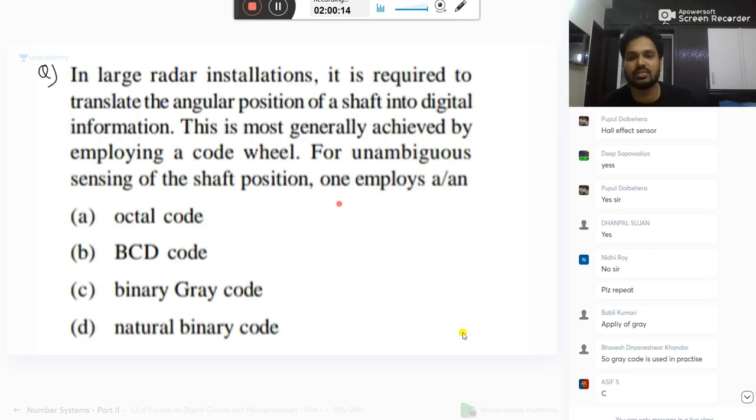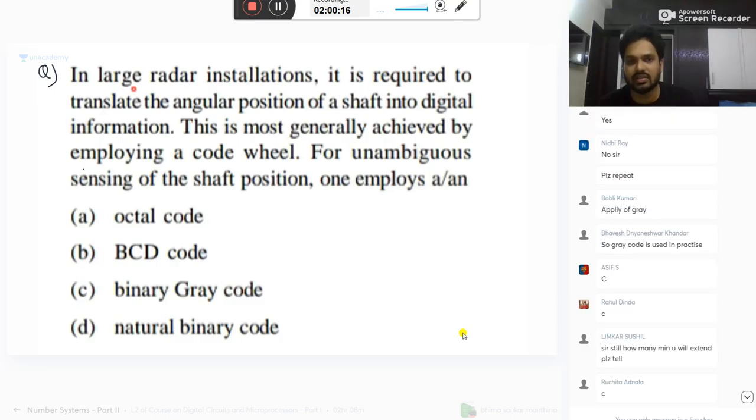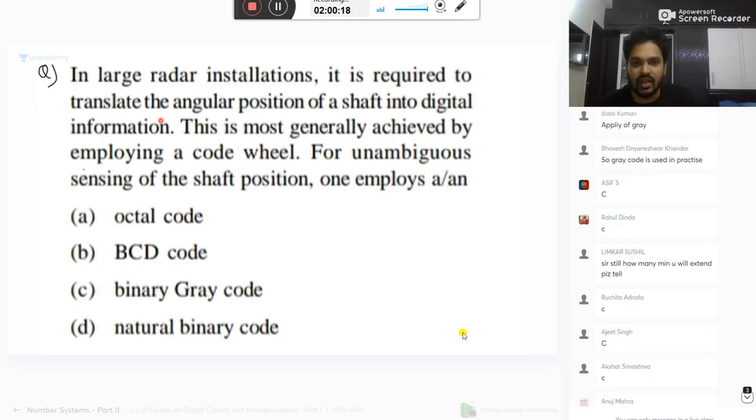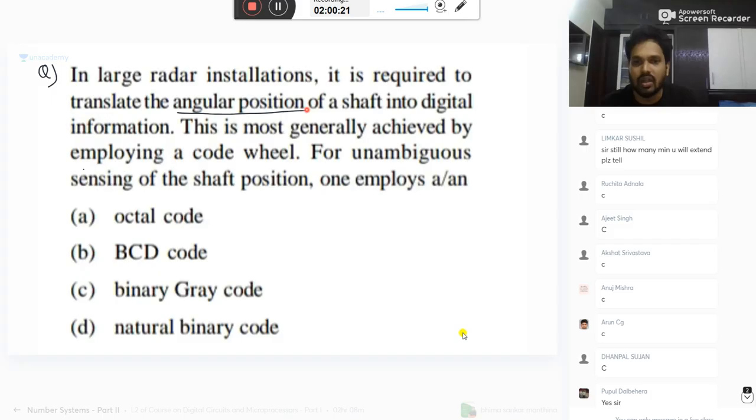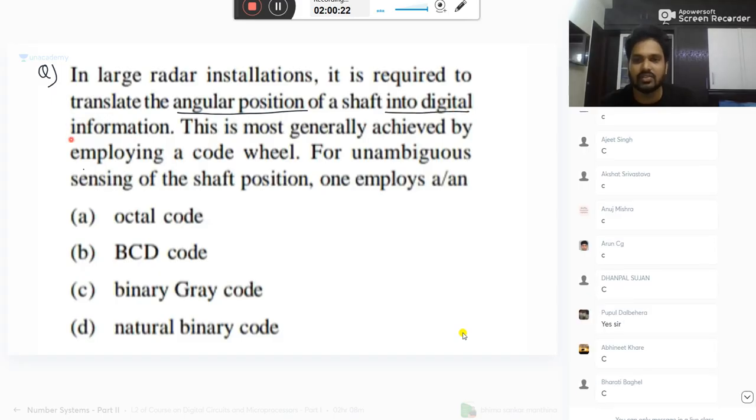Now you see, this is so easy. The question is: in large radar installations, it is required to translate the angular position of the shaft into digital information. This is most achieved by a code wheel for unambiguous sensing of the shaft. Which of the following? So let's have a poll for fun.